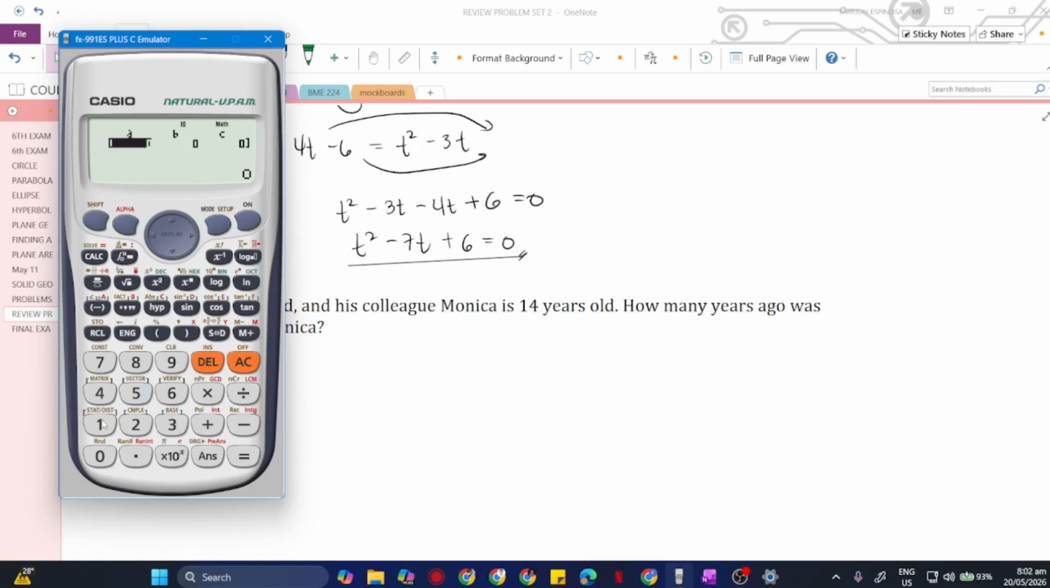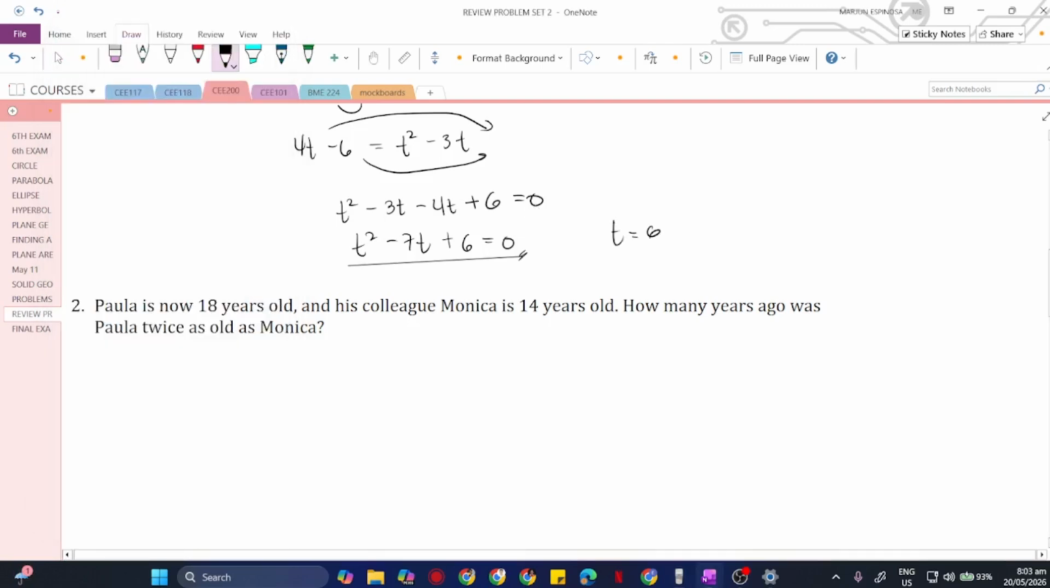Yung coefficient ng t squared is equivalent to 1. Yung coefficient ng t will be negative 7. And yung constant natin, which is 6. Press equal, you get 6 and 1. So, yung time dito is 6 and 1. So, dalawang possible values, no? Meron tayong 6, meron tayong 1.